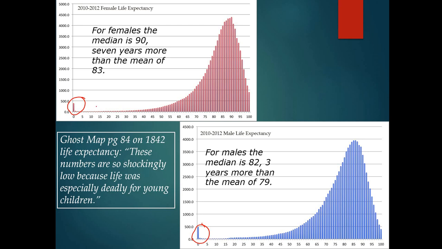And then you have this big area where the values are small here, and then you get a lot more values in the later years of life. So the infant mortality pulls the life expectancy down. For females, the median life expectancy is 90, which is 7 years more than the mean. And for males, the median is 82, which is 3 more than the mean.